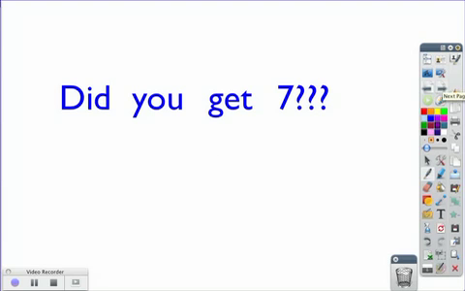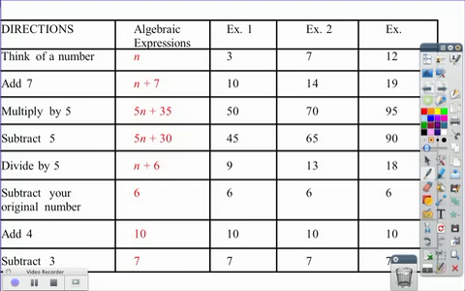When I asked you to think of a number, that's an unknown number to me, so I used a variable, n. When you added 7, I was thinking n plus 7. To multiply by 5, I had to distribute. So you get 5n plus 35. When you subtract 5, you can only combine like terms when adding and subtracting, so you end up with 5n plus 30. Dividing by 5, I can divide by both terms, so I'm left with n plus 6.